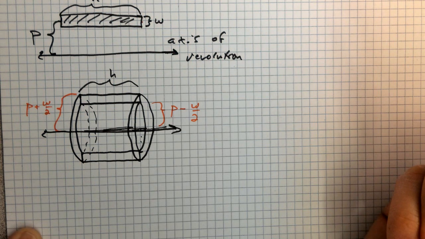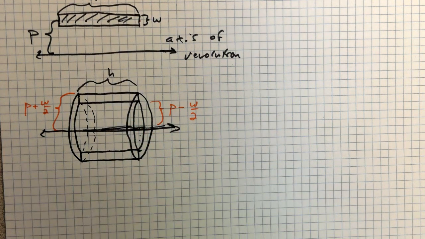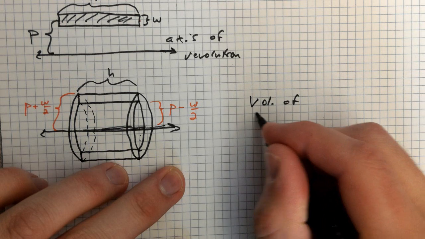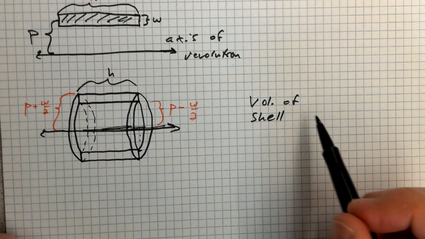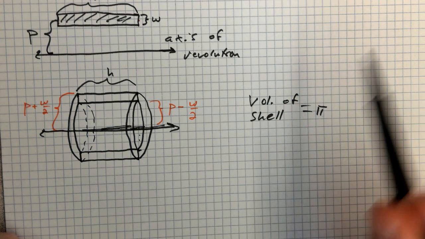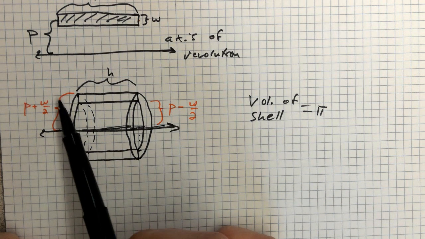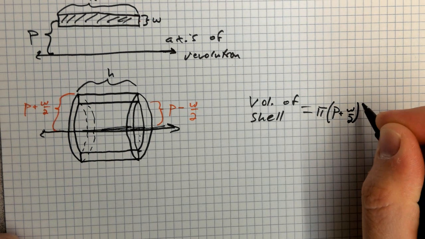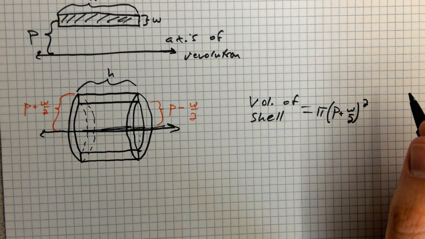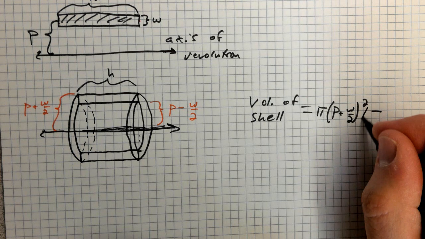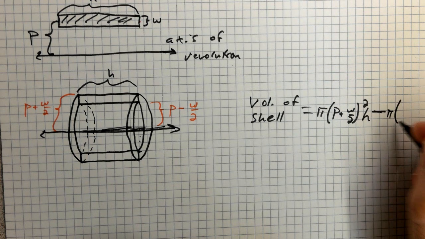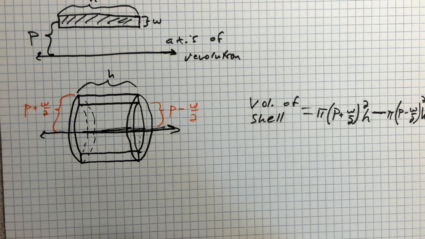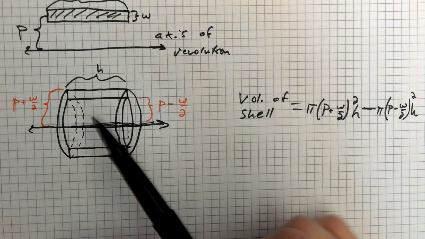All right, and that information alone will get us the formula for volume of a shell. So for volume of a shell, it's going to be pi r squared h. R is going to be, for the big cylinder, p plus w over 2. So pi times p plus w over 2 squared times h minus pi times p minus w over 2 squared times h. All right, so that's the volume of the shell if you take the large cylinder minus the small cylinder.